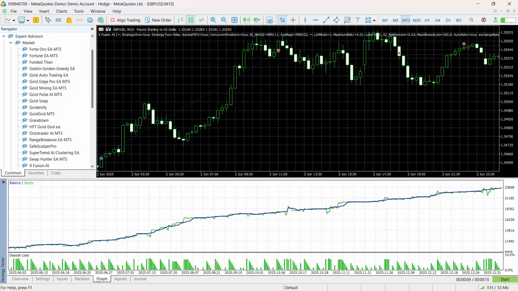Now looking at the equity curve, you can see the climb is pretty steady from around 10,000 up past 23,000 by the end. You can see the green equity line dipping below the blue bars line in places, which is classic floating drawdown behavior, where it recovers and keeps pushing higher. Deposit load stays mostly under 10% with occasional spikes.